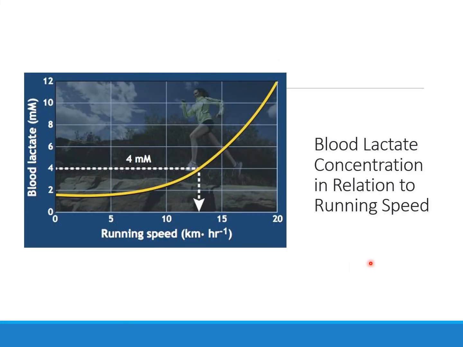So here we go, blood lactate concentration in relation to running speed. So I told you guys you're going to get this big buildup when you're going really hard, really fast. When you're running, let's say here at 20 kilometers an hour, you get a massive increase in lactate buildup. However, when you're running a bit slower and you're just taking it nice and easy, you don't get quite as much lactate buildup in those slower speeds.